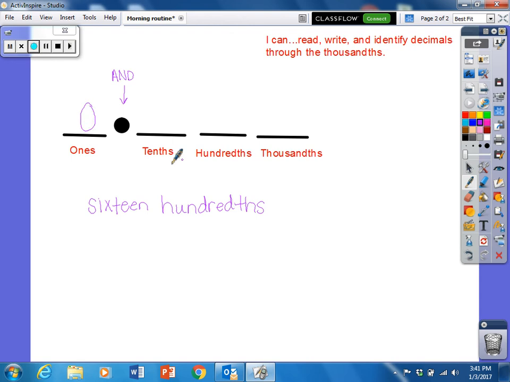Now, where would I put my 16? Remember, if I write a 16 off to the side, the last number, or the last digit in my number, should end in the same place as what I say. So if the 6 has to go here, it would look like this. So 0 and 16 hundredths, or, again, because this is just a placeholder, I can read this as 16 hundredths.